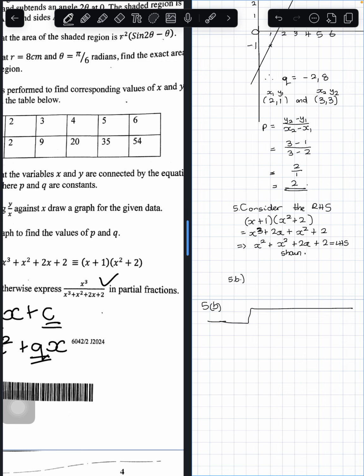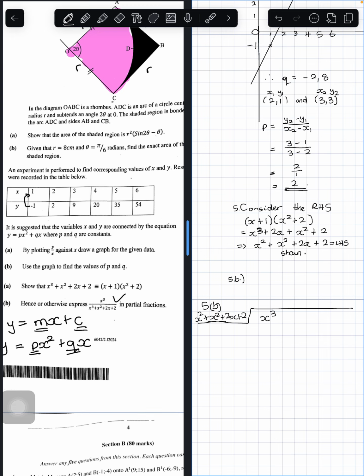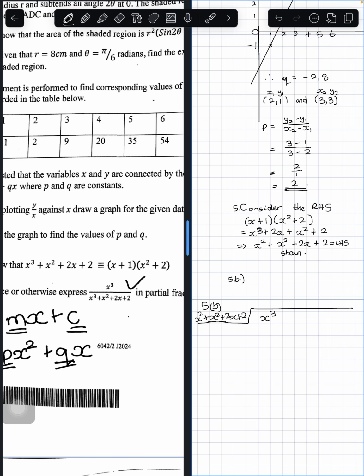We are saying x cubed plus x squared plus 2x plus 2 into x cubed. Remember this question said and so otherwise. So we'll see how we continue from there. So x cubed into x cubed is 1. So 1 into x cubed is what? 1 times x cubed plus x squared plus 2x plus 2.